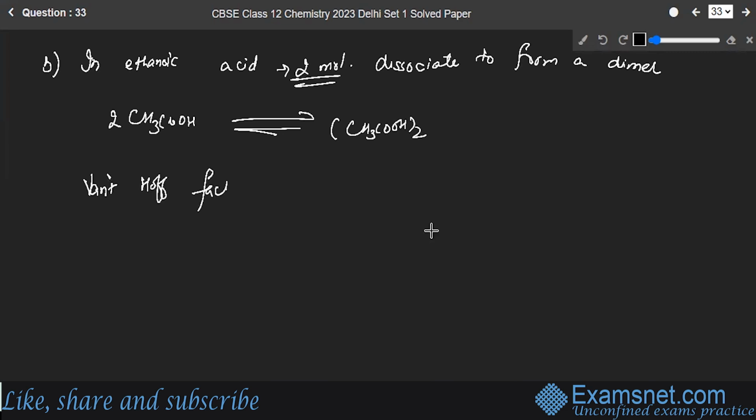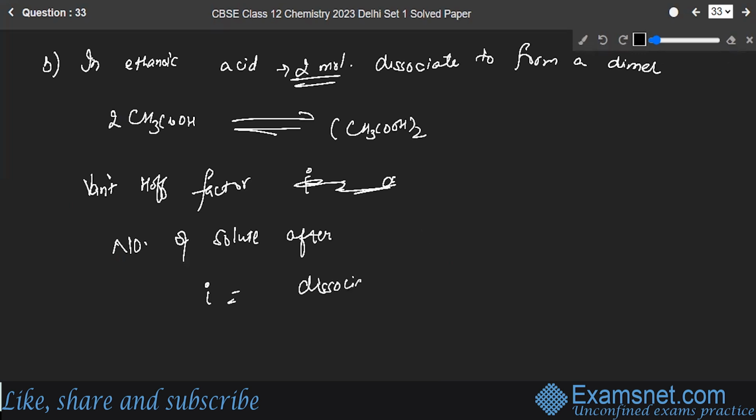Thus, Van't Hoff factor will be given by i is equal to number of solute particles after dissociation or association divided by number of solute particles before.